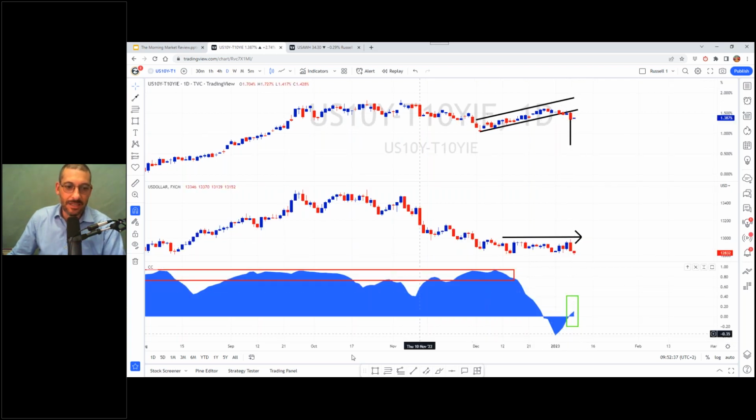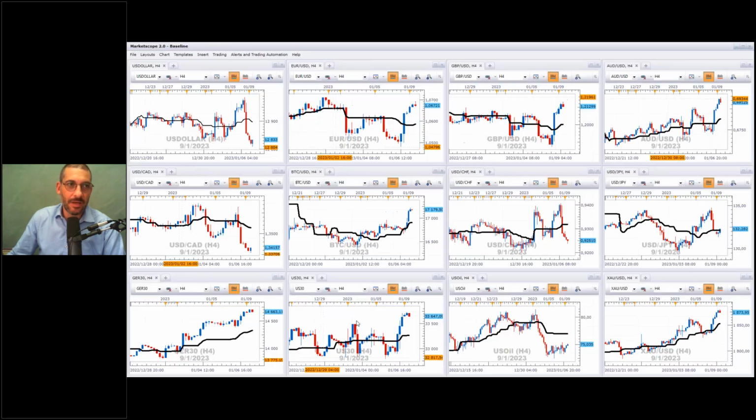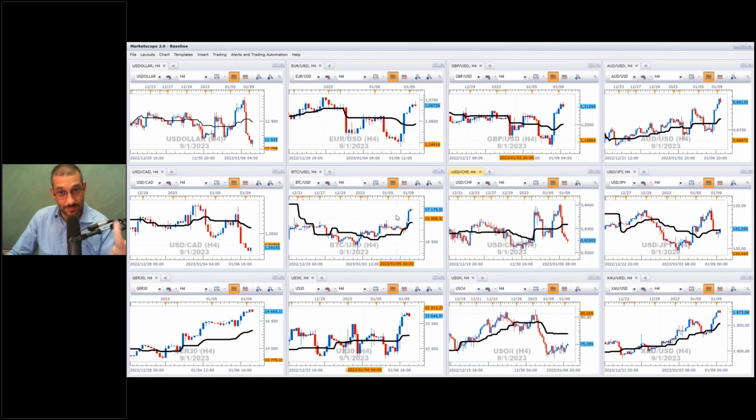If it's discounting in the lower real rate, take a look at this. If I bring up the baseline here, we've got the US dollar on the 4-hour charts falling heavily. Euro, US dollar, pushing up. Pound, US dollar, pushing up. Aussie, US dollar, pushing up. US dollar, Canadian, pushing down. Inherent weakness in the US dollar. Bitcoin, pushing up. US dollar, Swiss, pushing down.